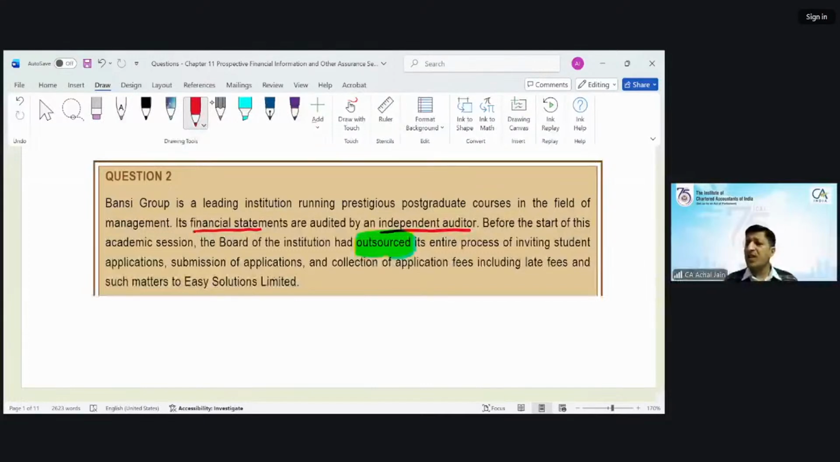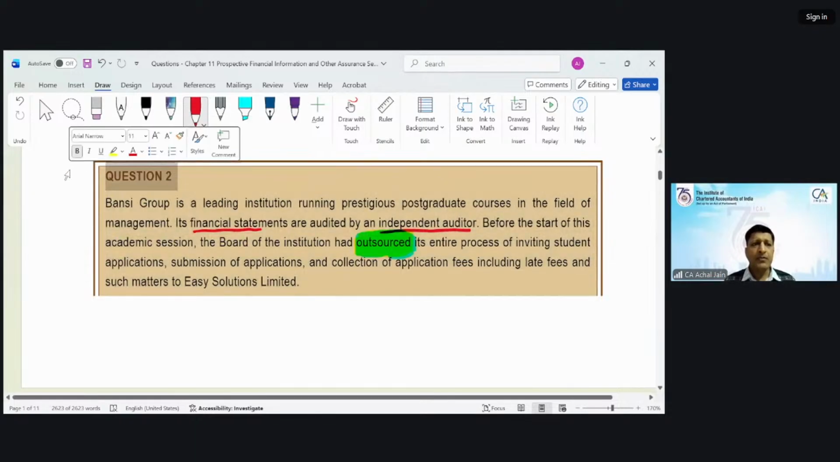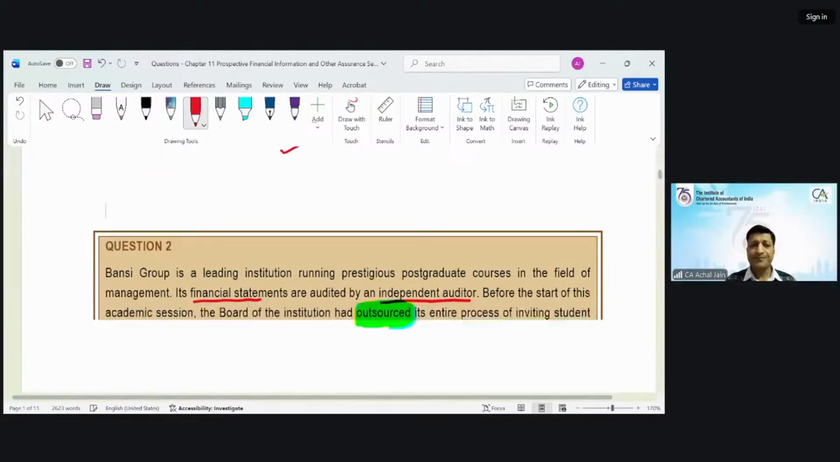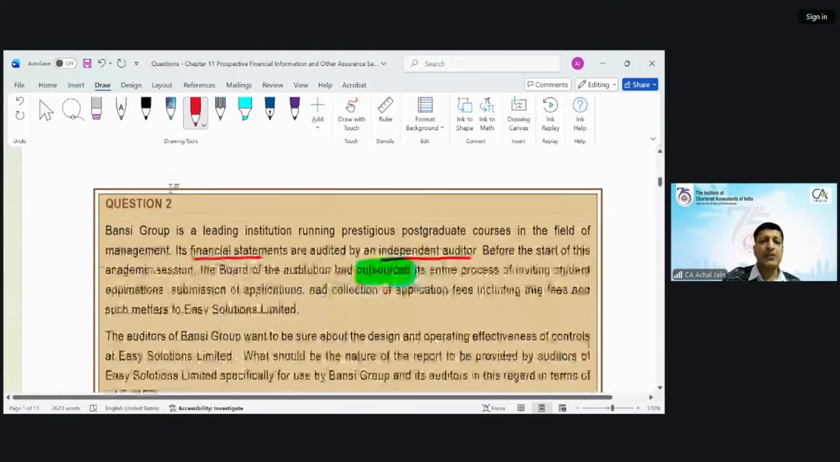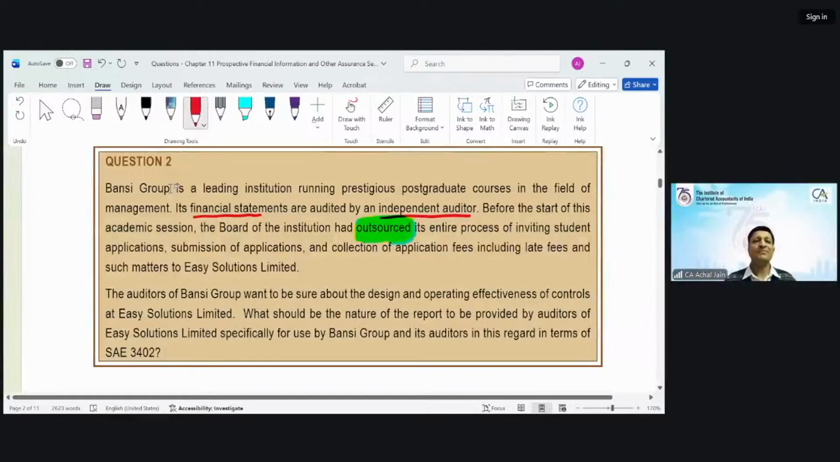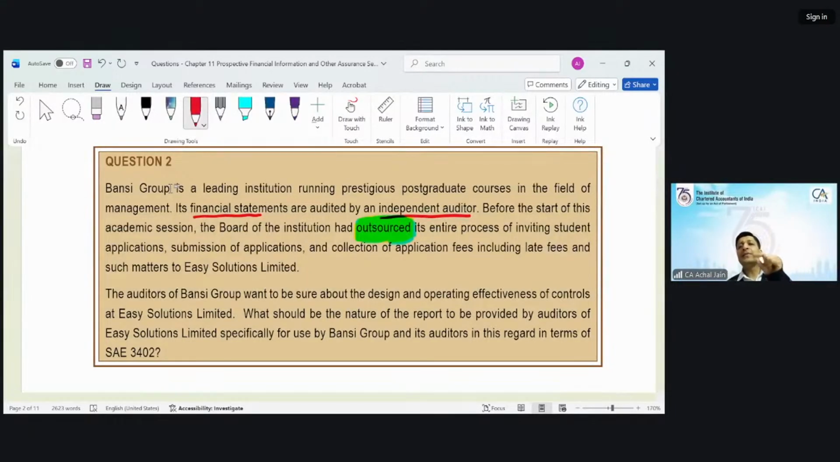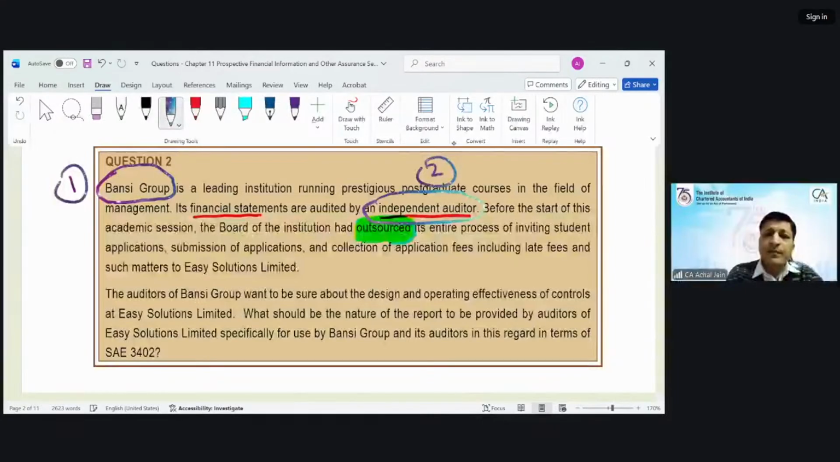Auditor of Bansi Group. Now, in this case, before we get on to the complete fact pattern, I would say a few things become important for us. Let me just bring it in on a single page for your clarity. There are few parties that we have talked about so far. There is one Bansi Group, which is an institute. You have one auditor of Bansi Group. So you have party number one, party number two. Then we talked about Easy Solutions Limited. So there is another party, party number three.